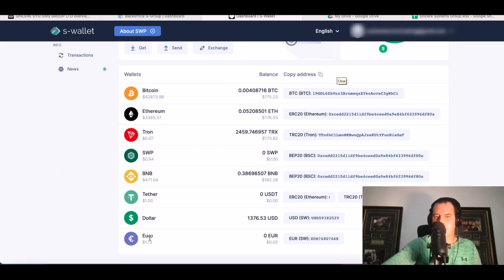But you can have euro in here. You can have US dollar. You can have Tether, which is a US equivalent crypto. They have BNB. They have SWP, which is actually their own crypto. It just launched like a month ago. It's doing pretty good. They have Tron. They have Ethereum, and they have Bitcoin.